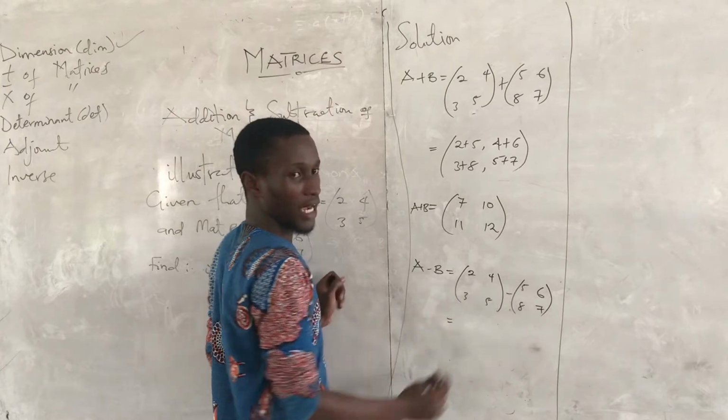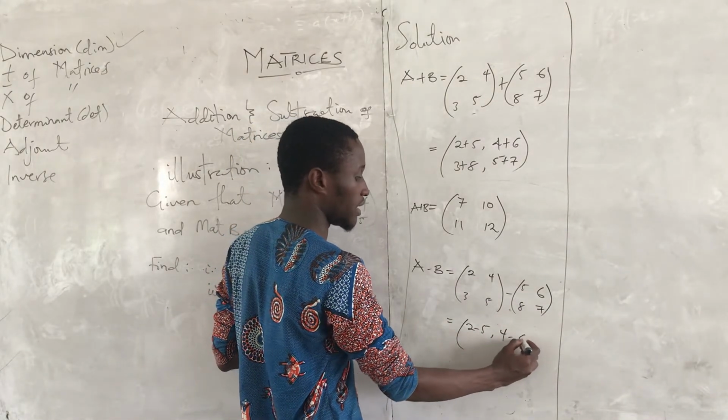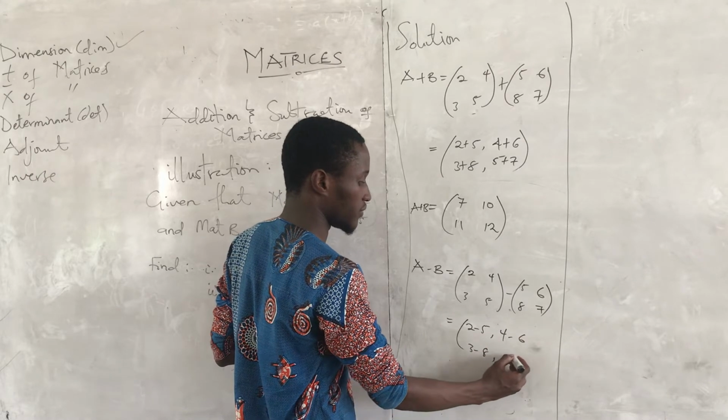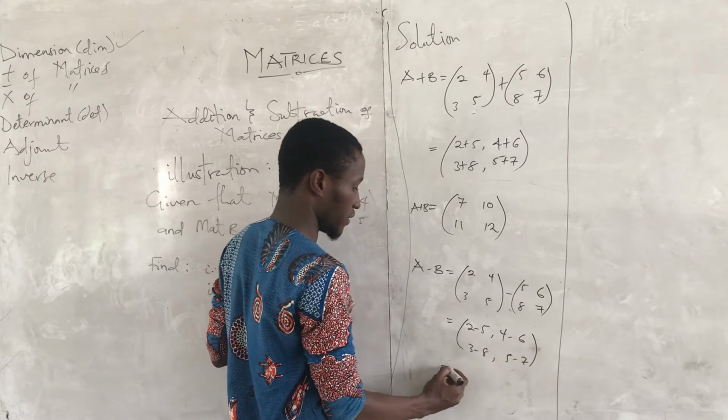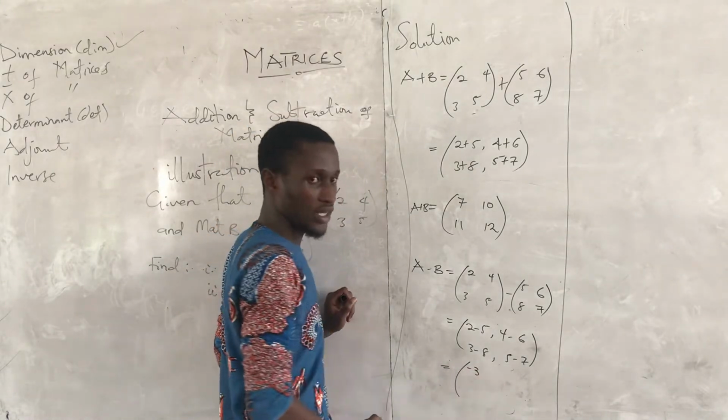So we take entry by entry. So the 2 will take the 5. So 2 minus 5, 4 minus 6, 3 minus 8, 5 minus 7. Then you are going to get 2 minus 5 gives me negative 3.